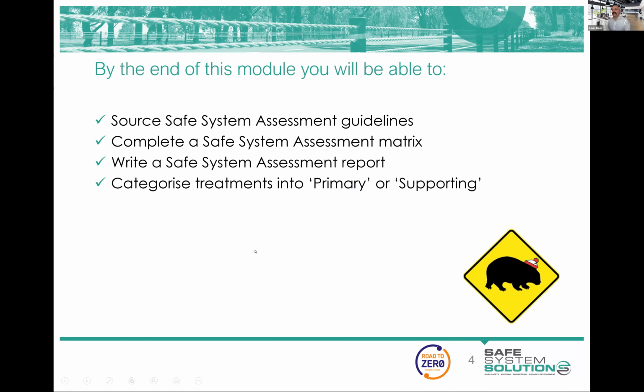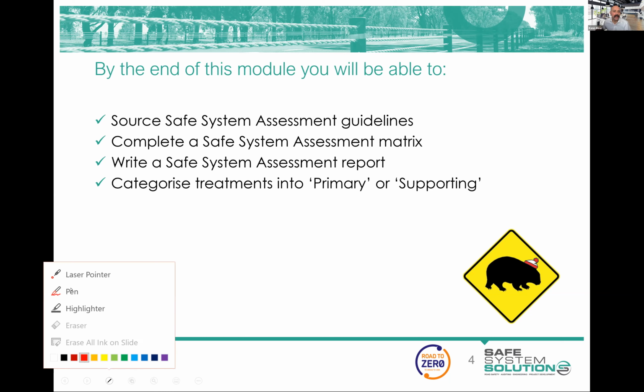Right, here we go. So by the end of this module, we're going to be able to source the safe system assessment guidelines that are available, some Austroads guidance, and a couple of jurisdictions around Australia have guidelines, and I'll show you those. Then we're going to talk about the safe system assessment matrix. This is the meat of a safe system assessment. We'll show you how to do the reporting, in that matrix, but also in the other parts of the report. And then we're going to jump into categorizing treatments.